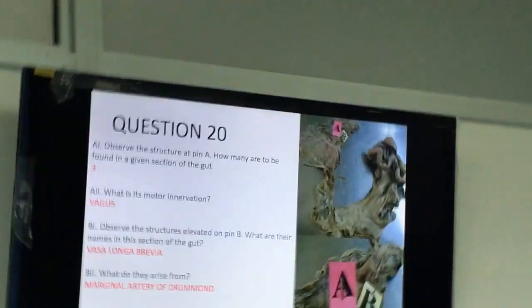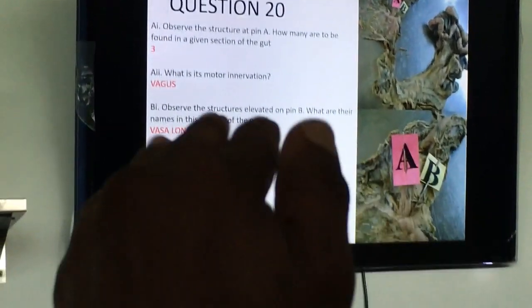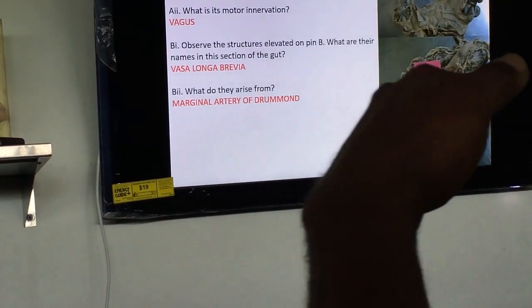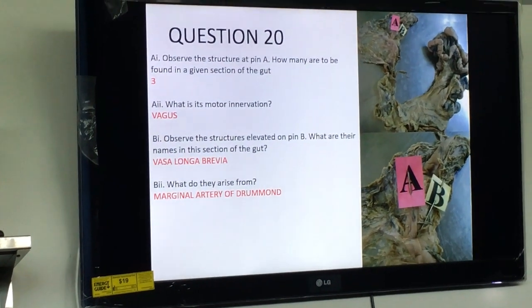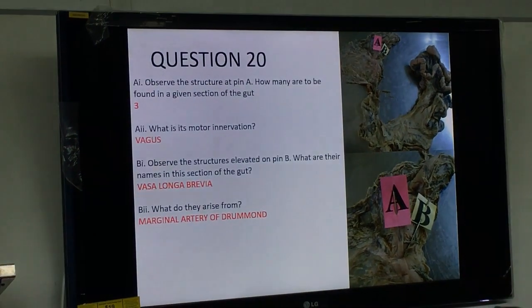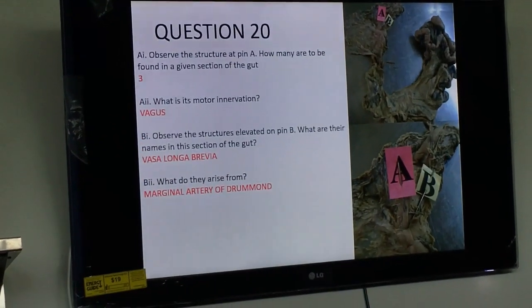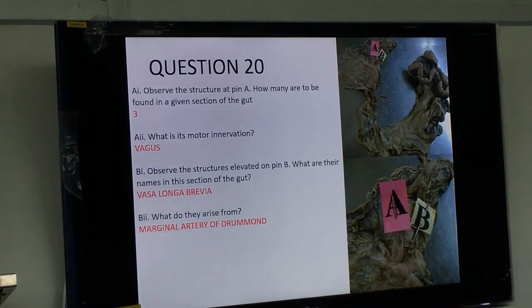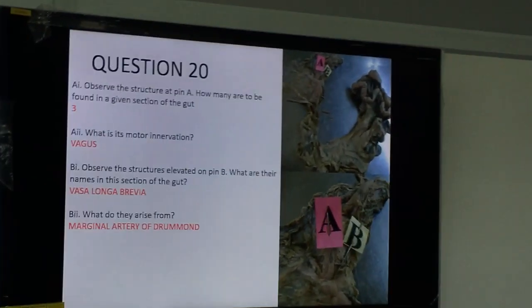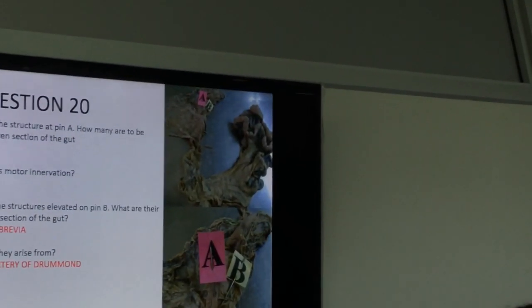So look here, guys. Remember that the superior mesenteric and the inferior mesenteric anastomose as the marginal artery of Drummond. Coming out of that artery are these short and long vessels that go into the gut. The long ones are the vasa longa, and the short ones are the vasa brevia. They're from the marginal artery of Drummond, guys.